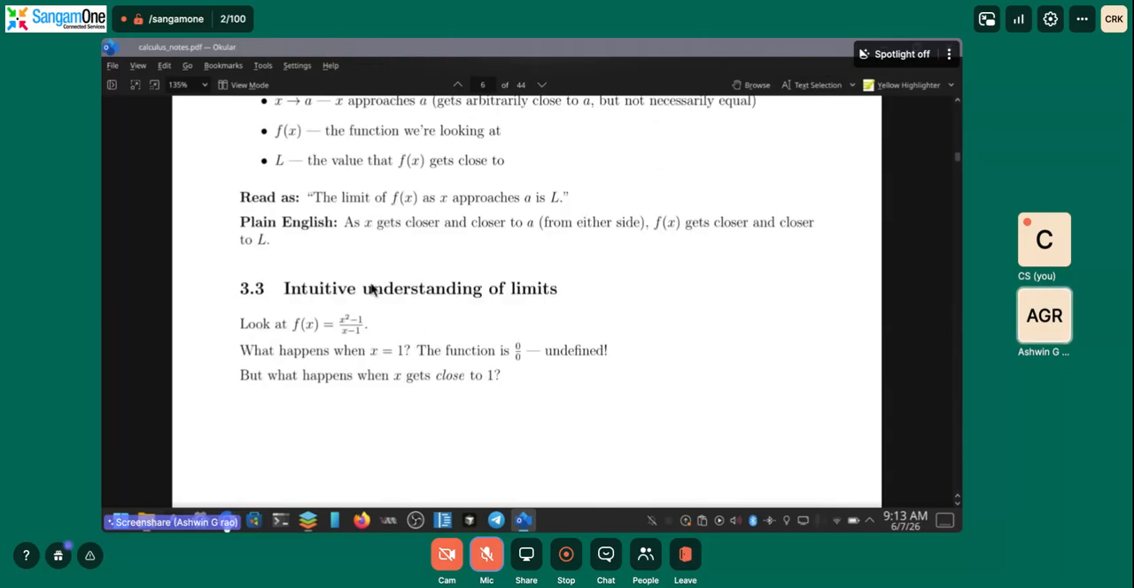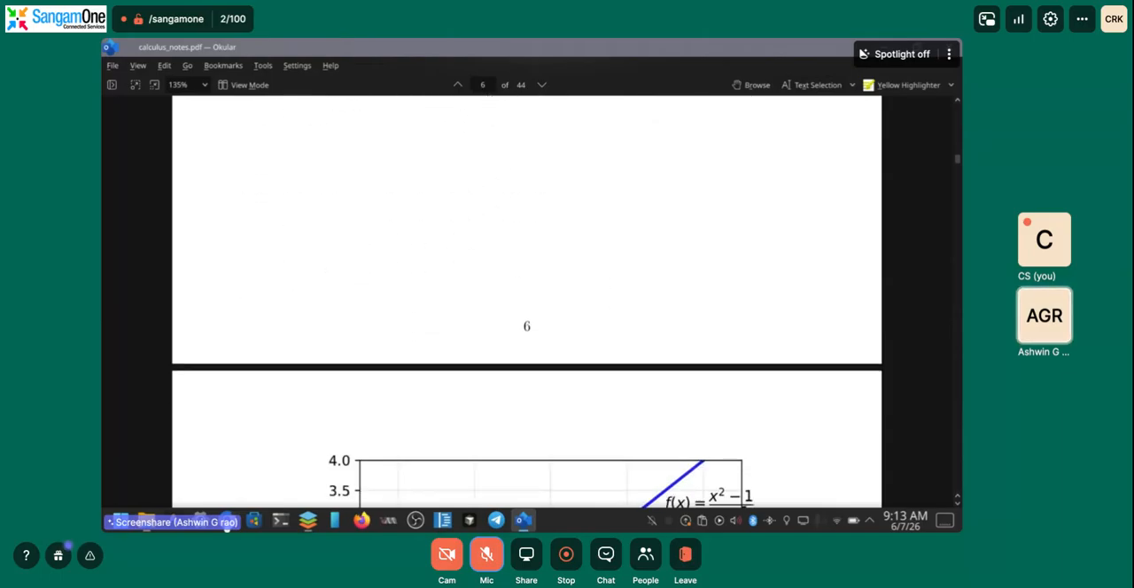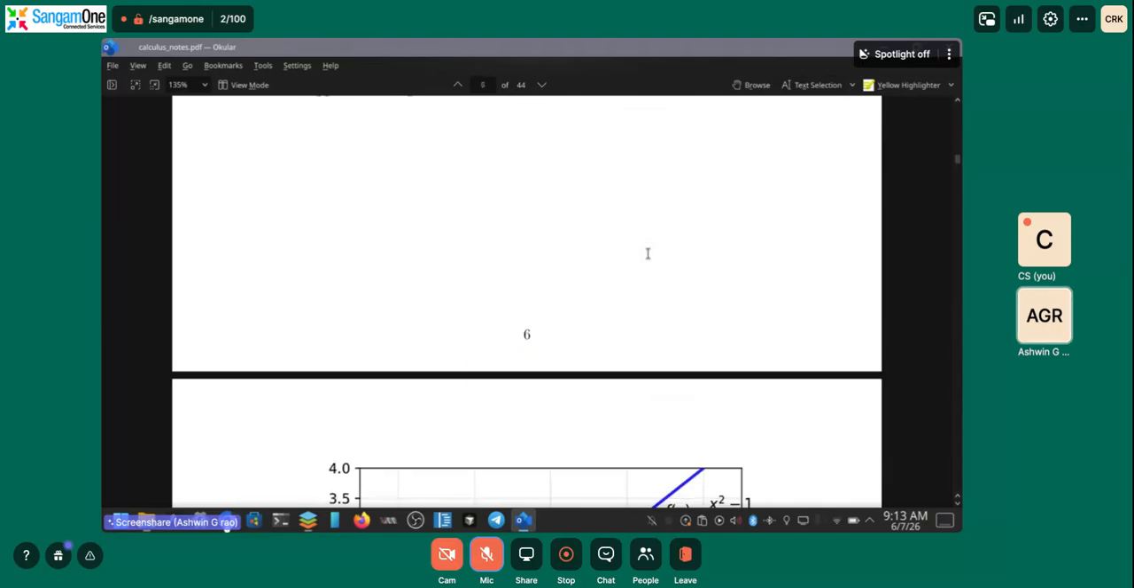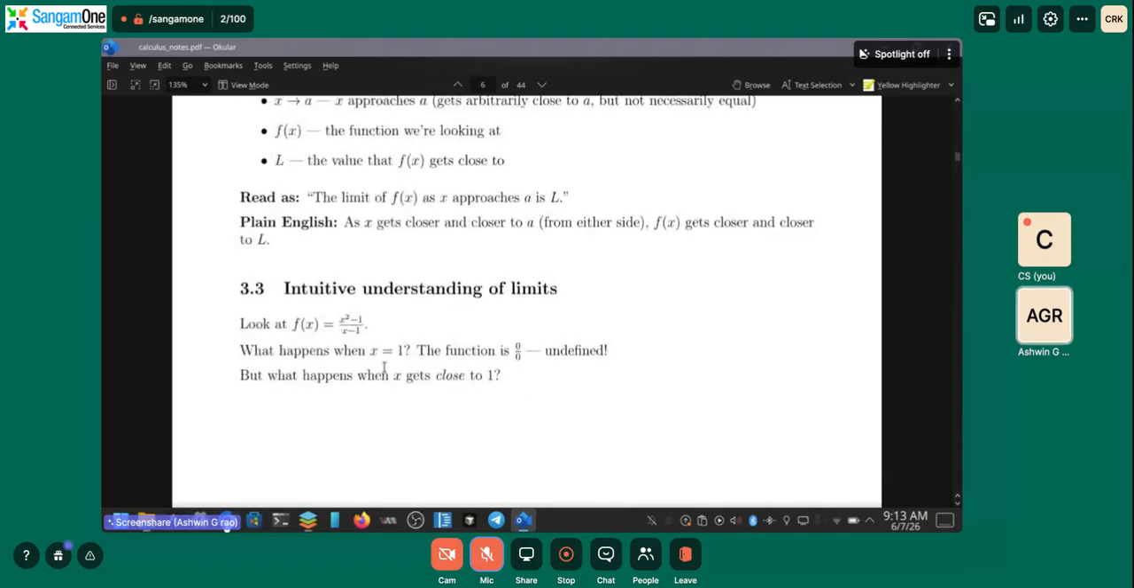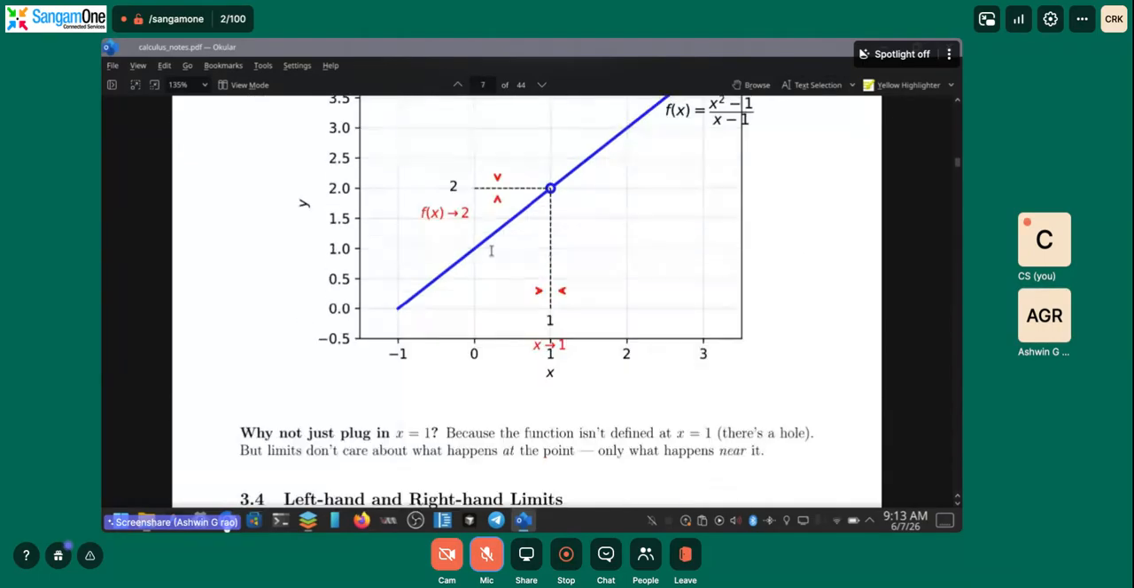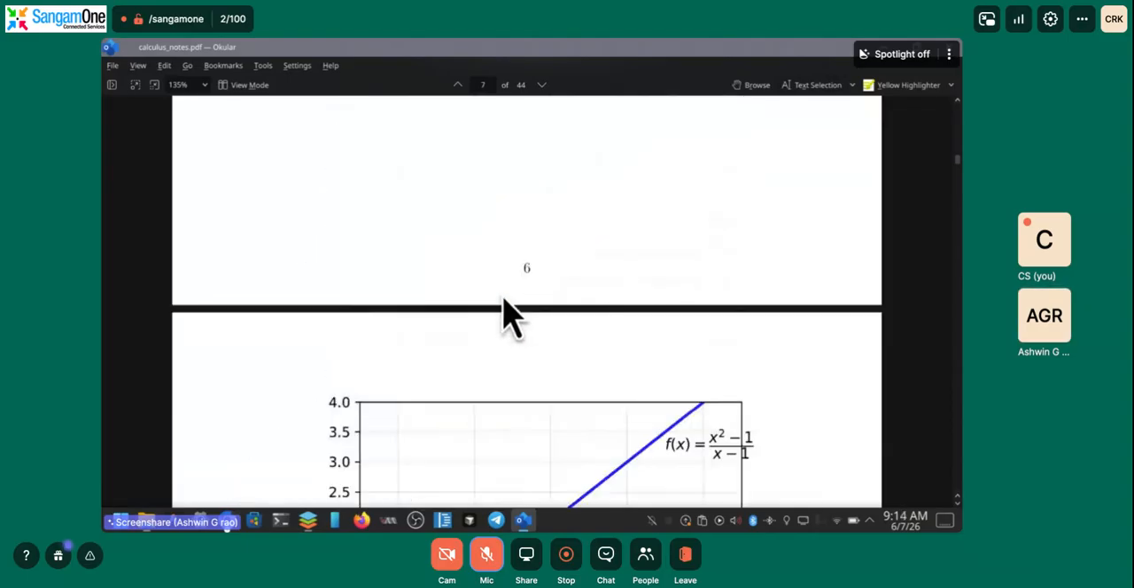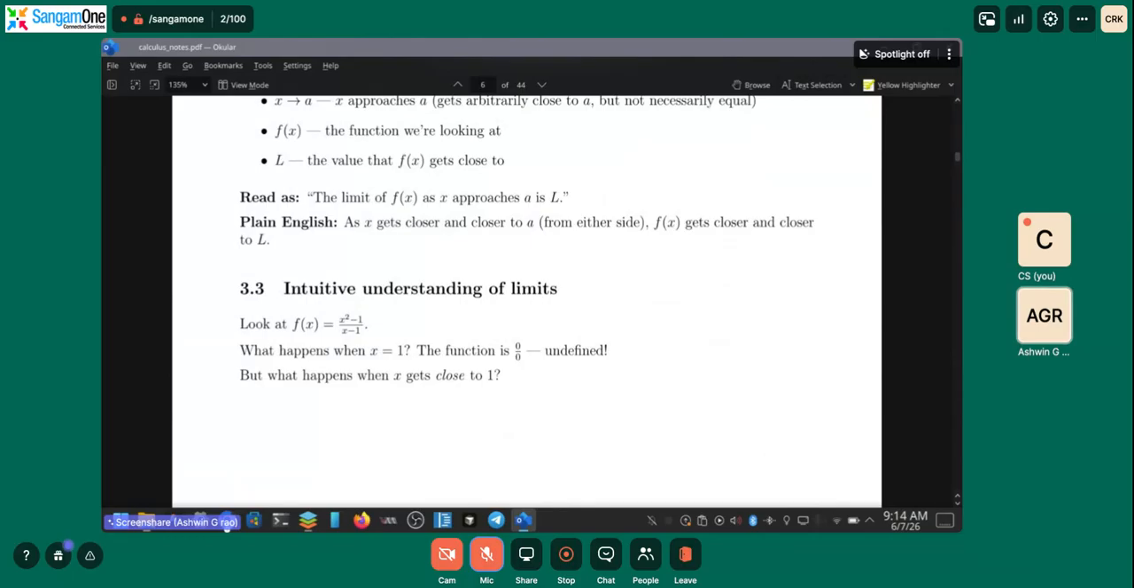So how do we understand more? Look at f of x equals x squared minus 1 over x minus 1. This is the graph. What happens when x is equal to 1? When x is equal to 1, the function gets undefined. So that's why it becomes 0 by 0, undefined.